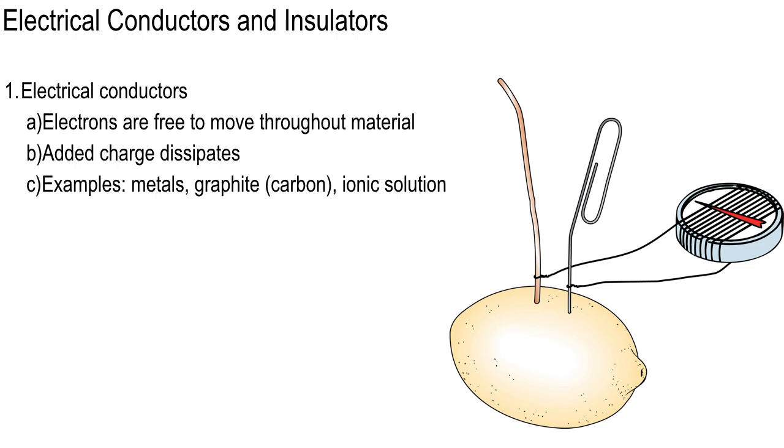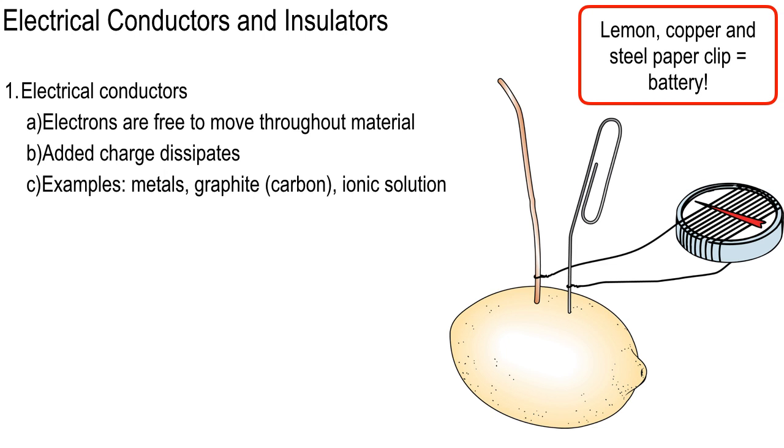And ionic solutions. And we were just talking about ions. Here's a picture of an ionic solution. Well, you can't really see the solution, but the juice inside the lemon. It's acidic, and that means it's got ions. So if you put two different kinds of metal, like a little piece of copper wire poked into a lemon, and a little steel paper clip, and then connect it to a wire, the current will flow. Not a whole lot, but it will.